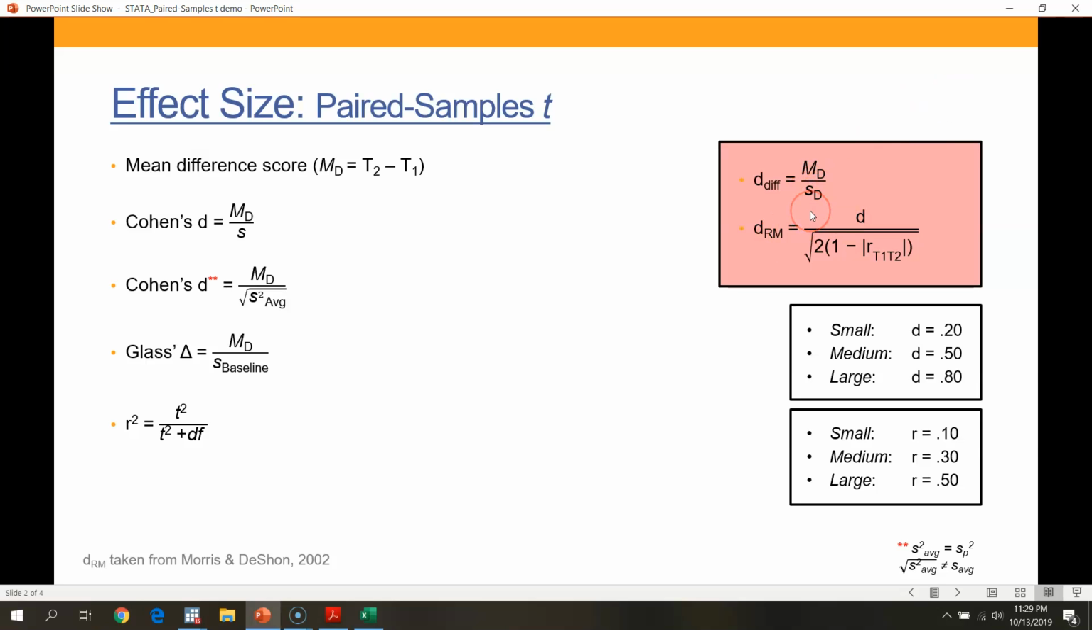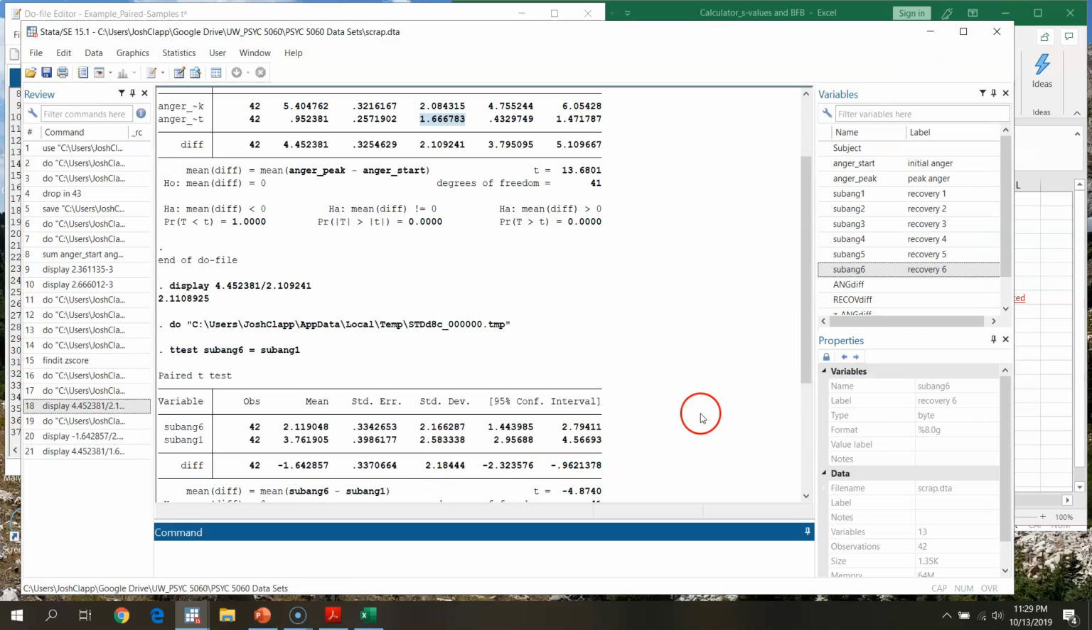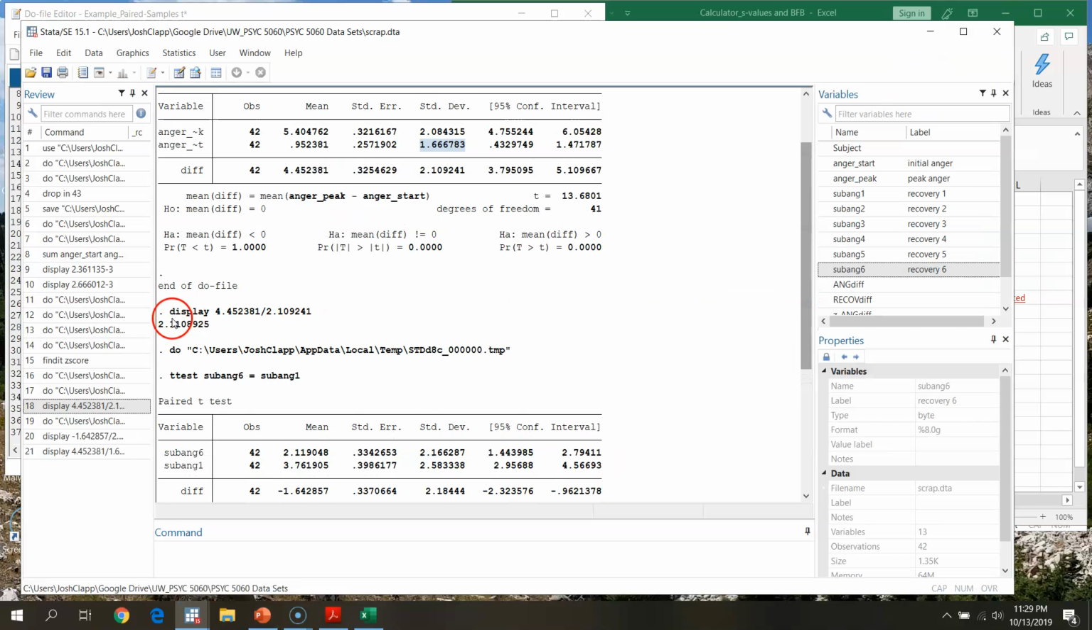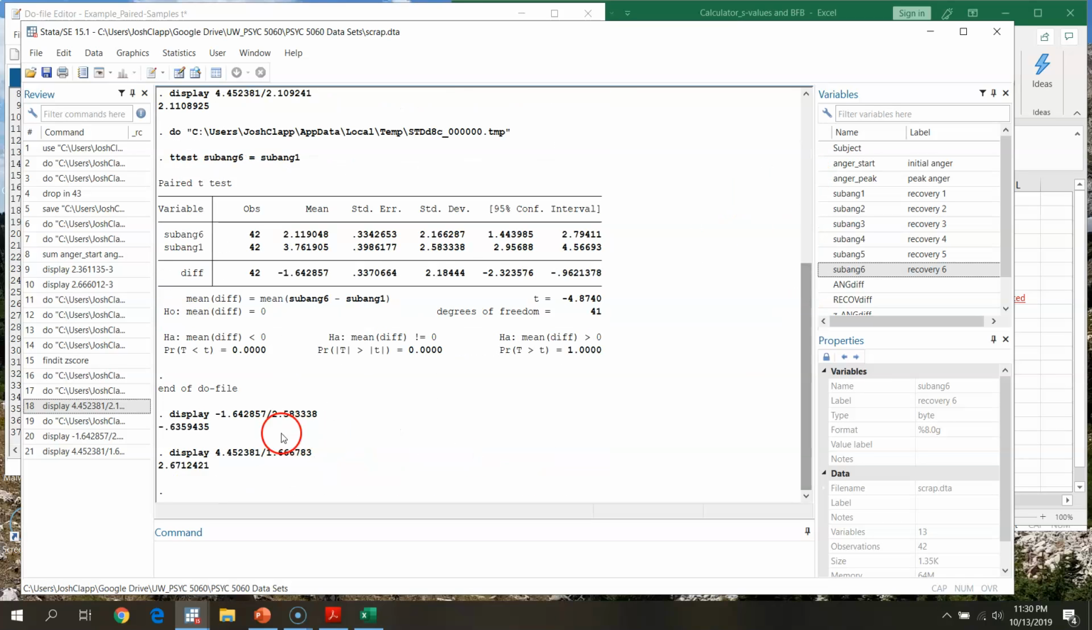There are times when we'll want to use this, particularly if we're calculating a confidence interval around that. But just to clarify, in the initial one, we didn't actually get a Glass's delta. We used the wrong standard deviation. But if we divide the difference from peak to baseline by the baseline level standard deviation, what we get is an effect size of 2.67.